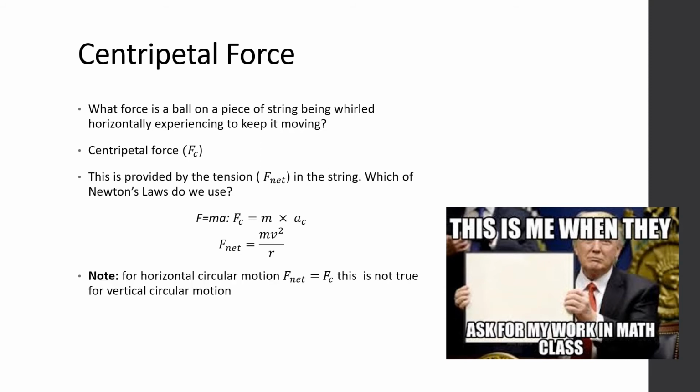Note, for horizontal circular motion, the net force is equivalent to the centripetal force. This is not true in vertical circular motion because we have acceleration due to gravity acting on it. When Isaac Newton proposed the laws of circular motion in his Principia in 1687, he wrote, "Centripetal forces acting on bodies undergoing uniform circular motion are proportional to the square of the arcs described in a given time, divided by the radius of the circle." He was a very clever man, that Newton, much cleverer than Donald Trump.